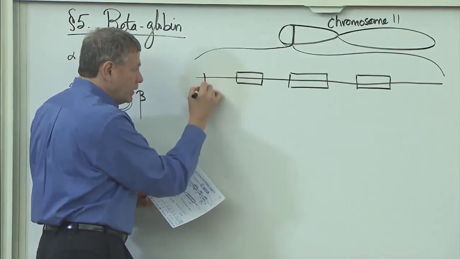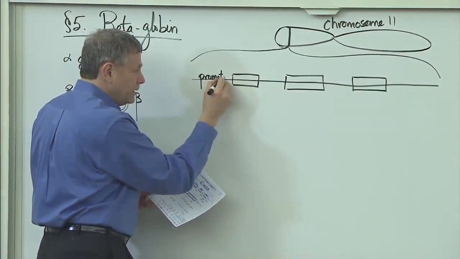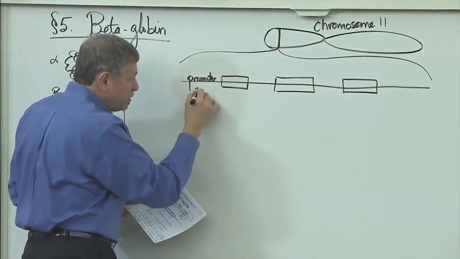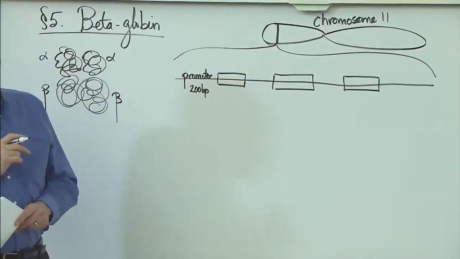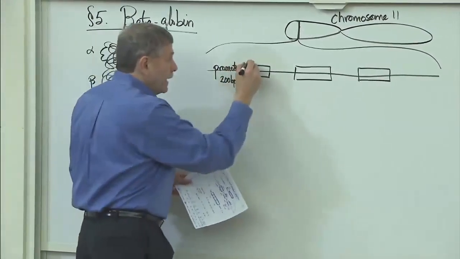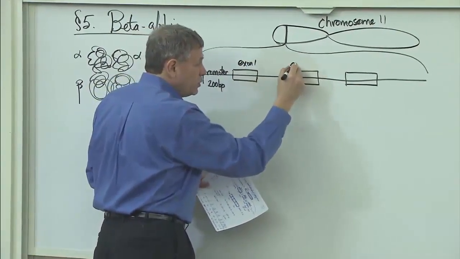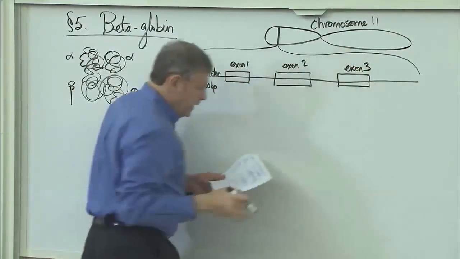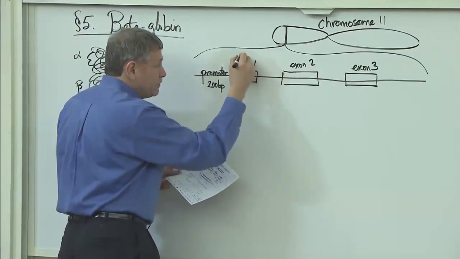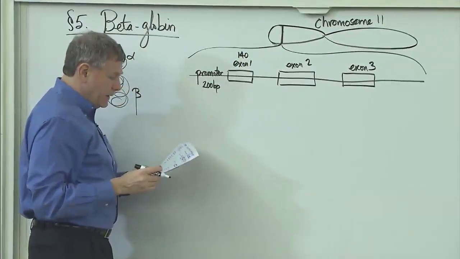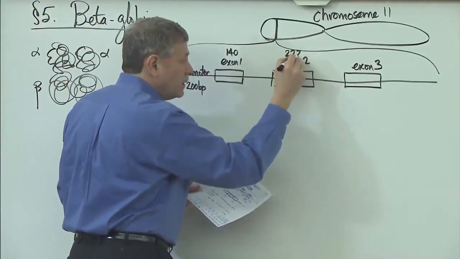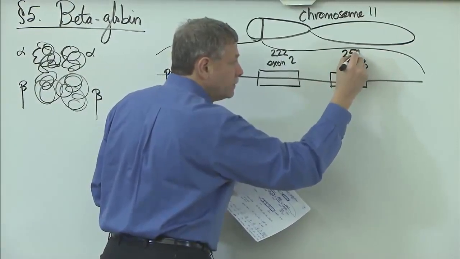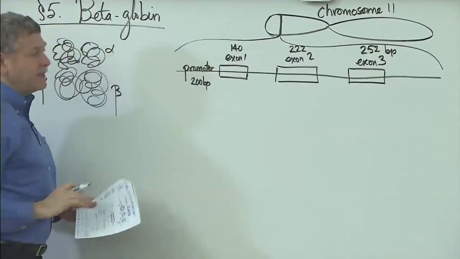First, there's a promoter, just like we had in E. coli. And the minimal promoter for this gene, actually about 200 bases or so, provides the place where RNA polymerase will sit down and start transcribing. And we've got exon 1, exon 2, and exon 3. This is 140 bases long. This is 222 bases long. And this is 252 bases long. All right, base pairs. So those are the lengths of the exons.